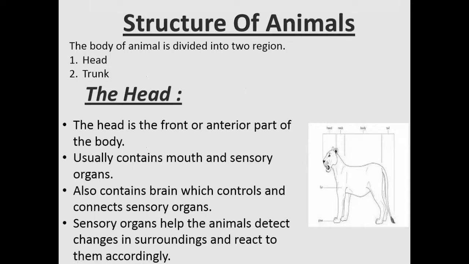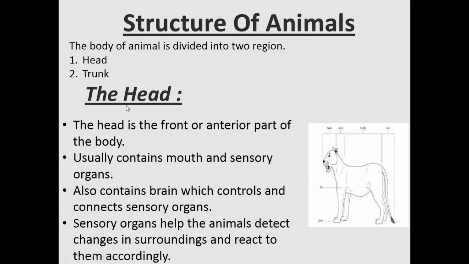The body of an animal is divided into two regions, that is, the head and trunk. Look at this picture. The body is mainly divided into two regions: the head region, and the remaining part, the trunk region. So the body of an animal is basically divided into two parts, the head and trunk.